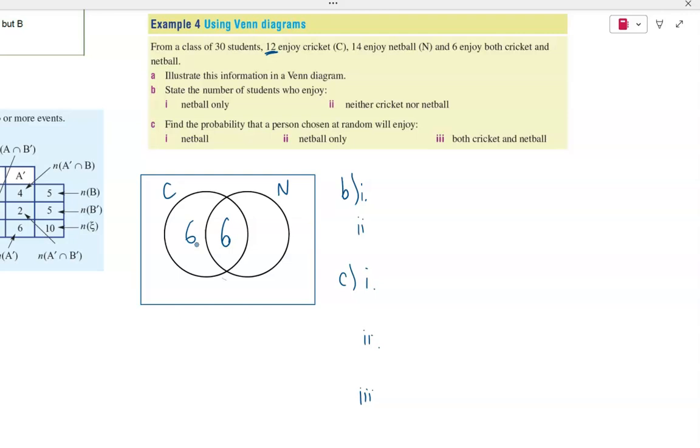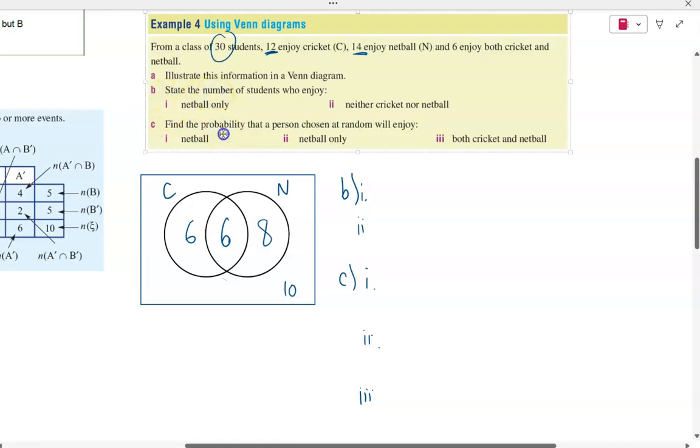For netball, in total, there were 14. So this number that goes here, obviously will be the number that bridges or adds to give me 14, all right? So 8, yeah? And then because there were 30 kids in the class, all right, the number on the outside is the leftovers. So 6 plus 8 gives me 20, which means 10 don't like cricket and don't like netball, all right?